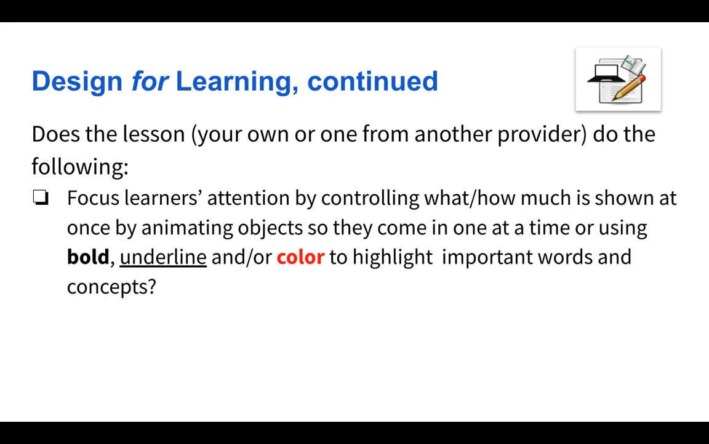Does the lesson focus learners' attention by controlling how much is shown at a time or how much is shown at once by animating objects, which is what I'm doing here? As I talk, I bring in things one at a time so that you can see it. Or by using objects. For example, I have separation of the topics of this presentation with a slide that signals to you that we are transitioning to a new topic.